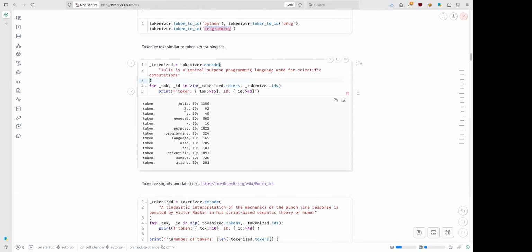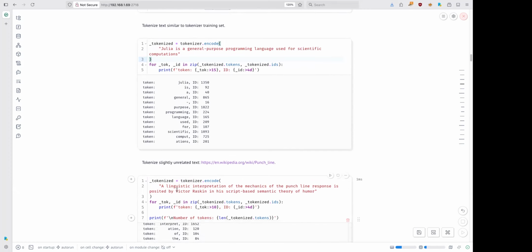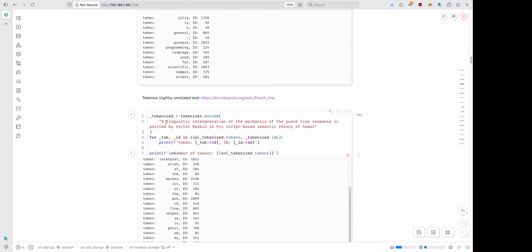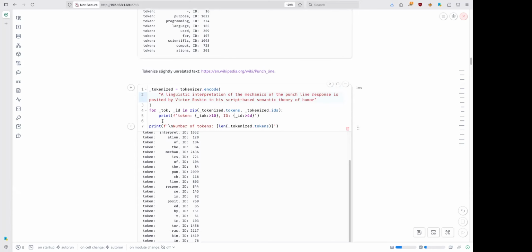Okay, but this text about Julia is still about programming, right? So it's the same application domain. Let's apply our tokenizer to punchline, to jokes and humor. Here's a random piece of text from the page linked here. It says a linguistic interpretation of the mechanics of the punchline response is posited by Victor Raskin in his script-based semantic theory of humor. And we can just guess that the entry for Python doesn't talk about humor at all. Let's see how our tokenizer performs here.